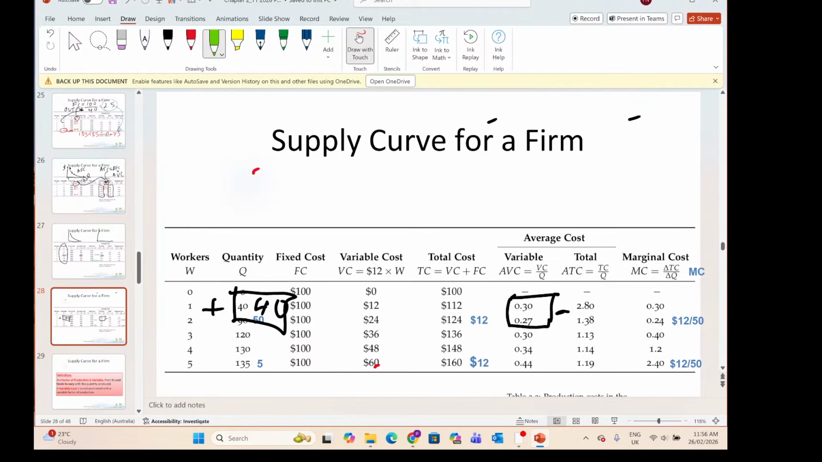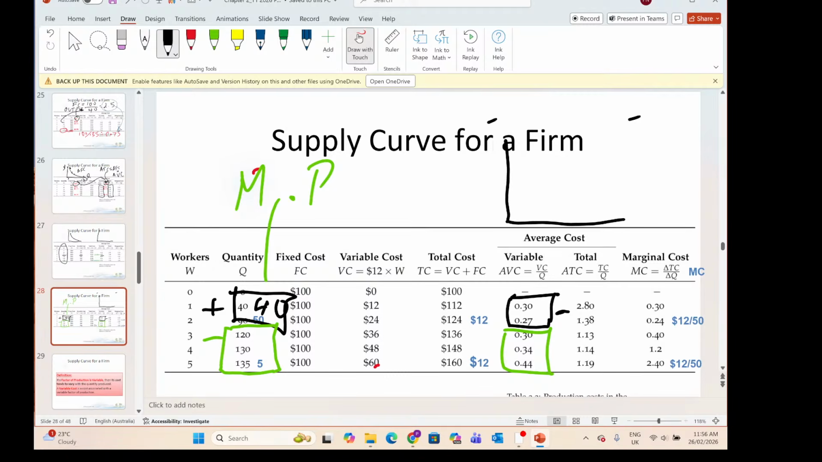But then the law of diminishing returns starts to take effect, and our marginal product starts to fall, right? So our marginal product starts to fall. And as a result of that marginal product falling, the average variable cost starts to rise. So if I want to draw that average variable cost curve, the average variable cost curve looks like this.